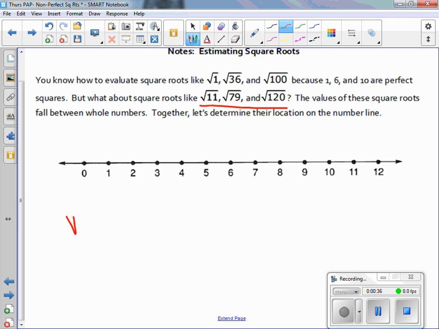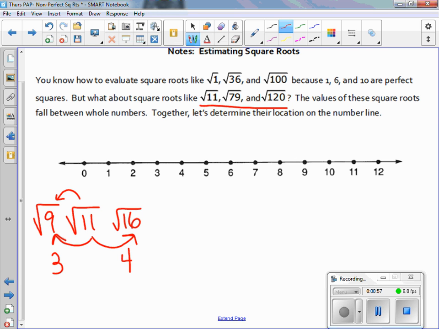For example, the square root of 11. 11 is pretty close to 9. Why do I use 9? Because I know the square root of 9 is 3. On the other side of that, the closest whole number is 16. Why 16? Because the square root of 16 is 4. So it's going to be between 3 and 4. It's actually going to be a little bit closer to 3 because 11 is closer to 9 than it is to 16. So when I plot this on the number line, I'm going to plot the square root of 11 closer to 3.